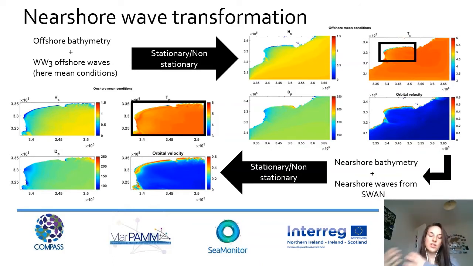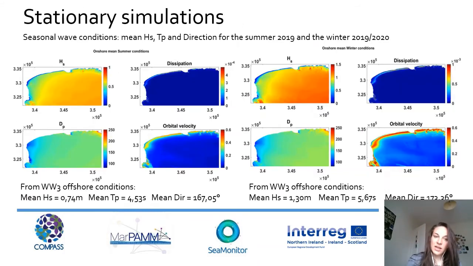So we're using offshore data sets, bathymetry and waves, putting them into the model and then extracting the nearshore waves and using the nearshore bathymetry that has been provided. Once you have those conditions, you can start some simulations. You have two types of simulations, the stationary simulations and the non-stationary simulations, which are a bit more complicated.